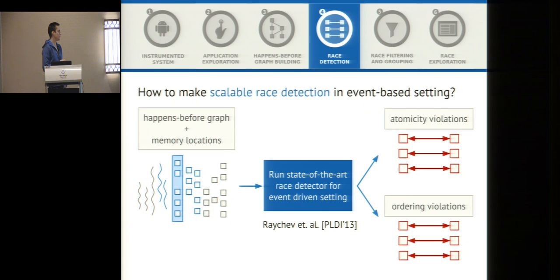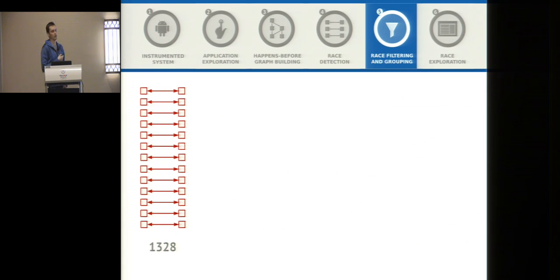Now, the problem is that if you just go and return all these conflicts to the user, there are simply too many of them. So for example, if you look at an average application, there will be like 1,300, which is clearly not something which is very usable for the developer, so you want to do something about it. And the reason why there are too many of them is because many of them are actually harmless. And they're harmless because if you look at, these are the races which are due to ordering violations.